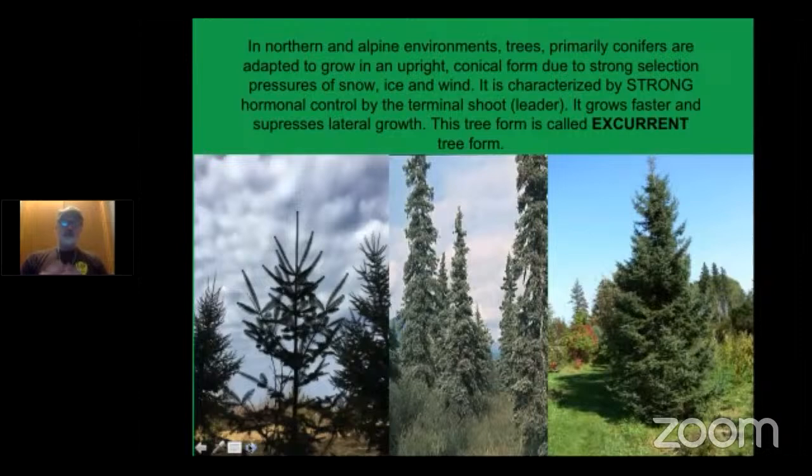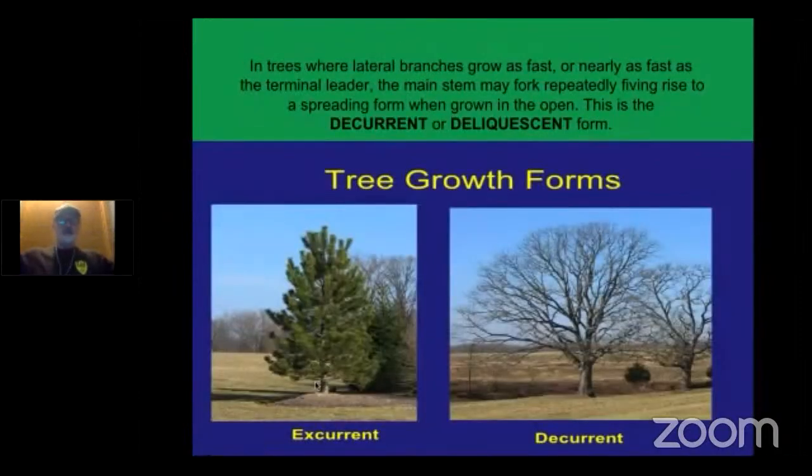In trees where the lateral branches grow just as fast or nearly as fast as the terminal leader, they'll end up being a lot rounder. The main stem forks repeatedly instead of being a single tree with branches coming off of it. It typically will spread. That's the deliquescent form, which is also called the decurrent form.